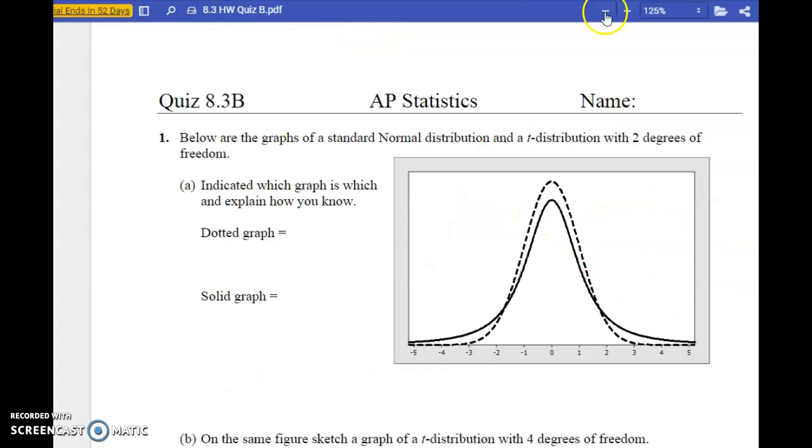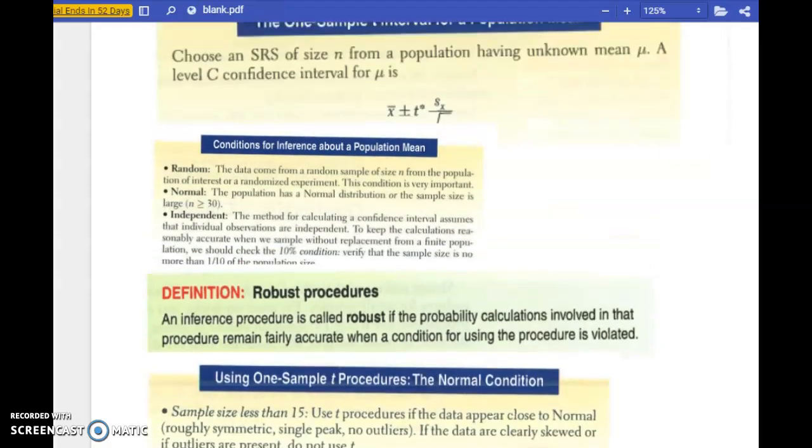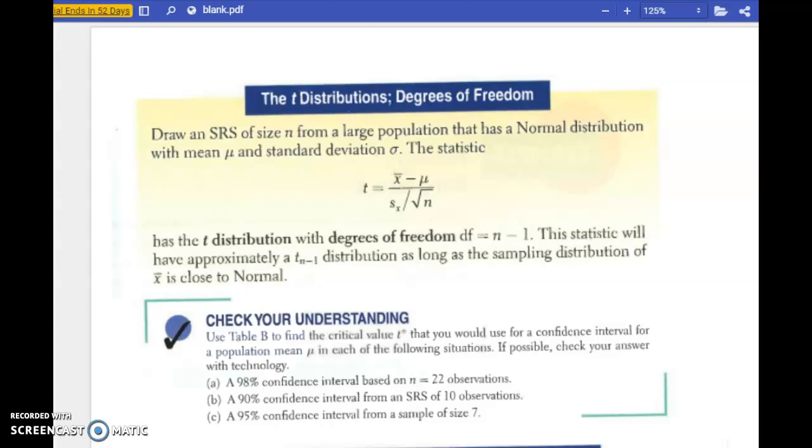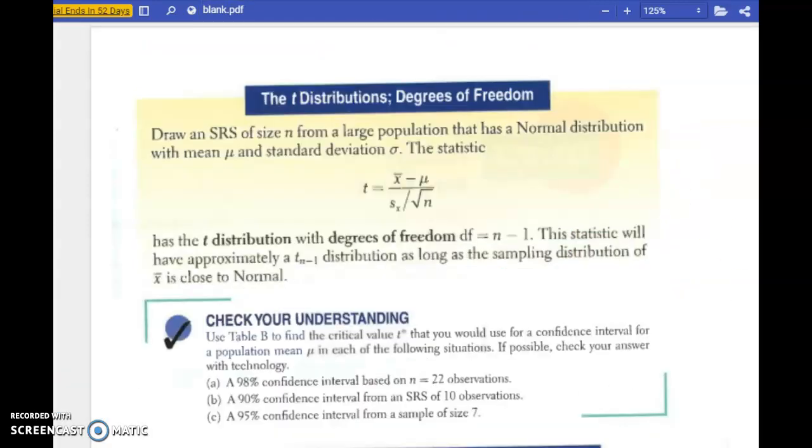That'll help with your 8.3 question 1, because they give you 2 curves. It says the standard normal and then a t-distribution with 2 degrees of freedom. So that little tidbit about the area in the tails and in the center based on degrees of freedom should help you answer question 1 from the homework quiz. Let me go back. I think that was the end. Yes. A little bit more about t-procedures.